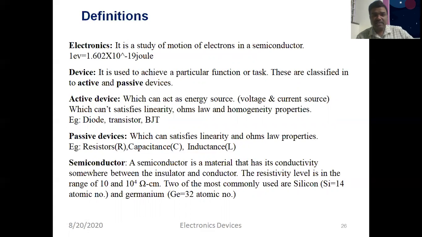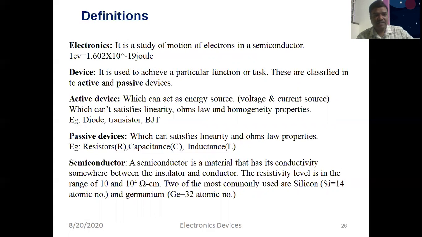And what is a device? A device is used to achieve some particular task. Suppose you have a mobile, that is one device. Similarly, you have battery chargers and laptop chargers. These are devices. Any device is used to achieve some particular task. That is called a device.